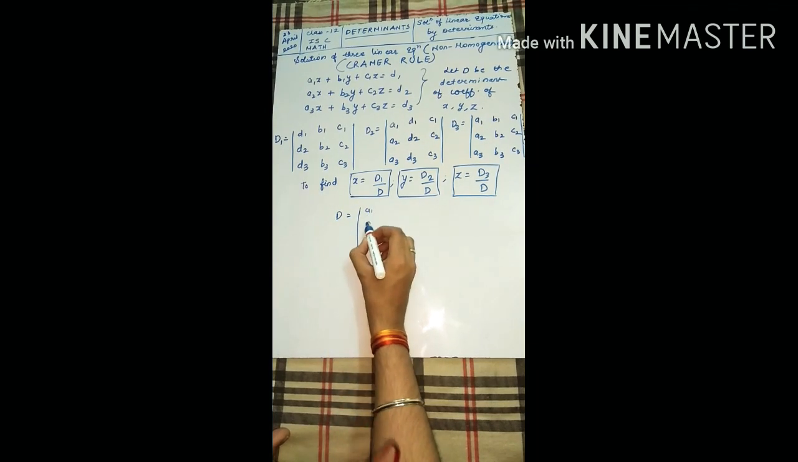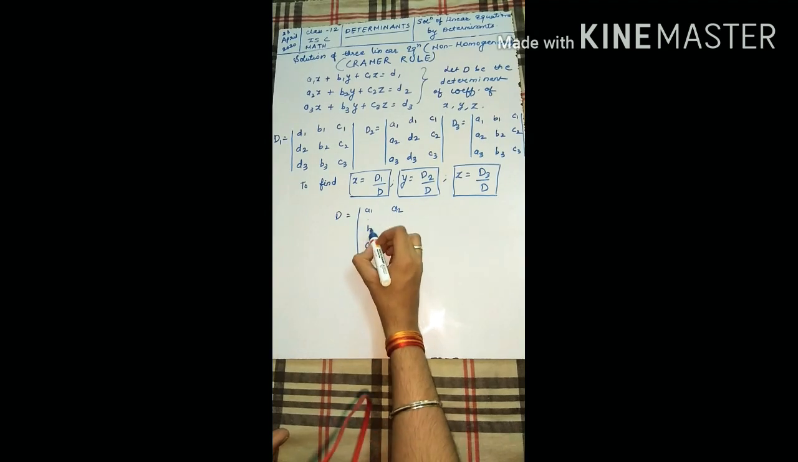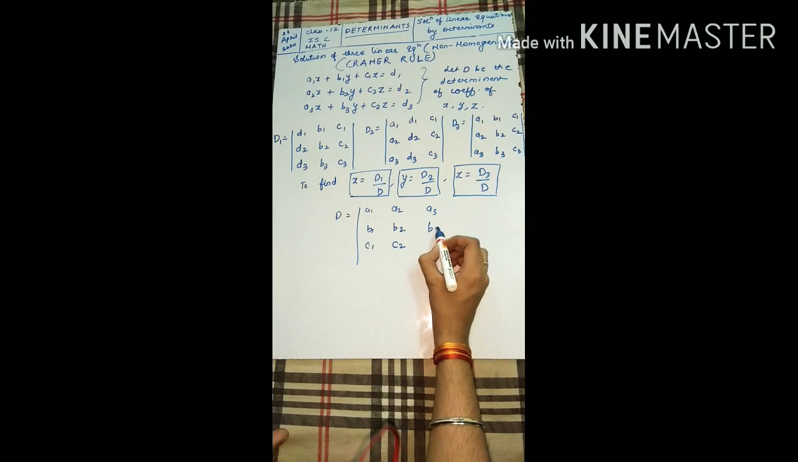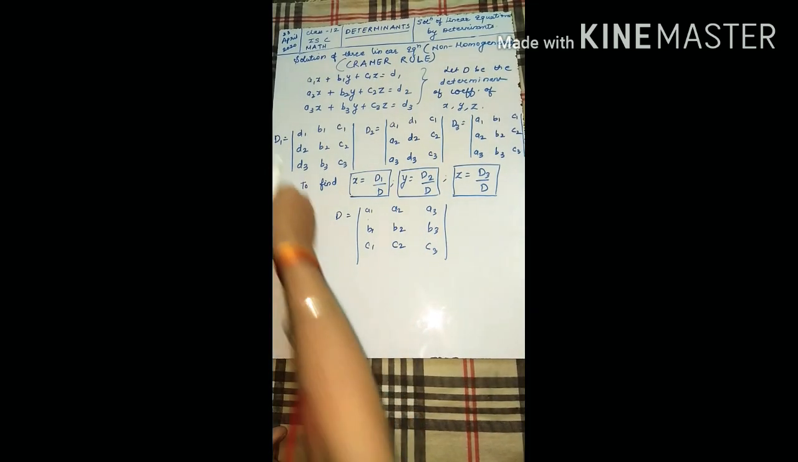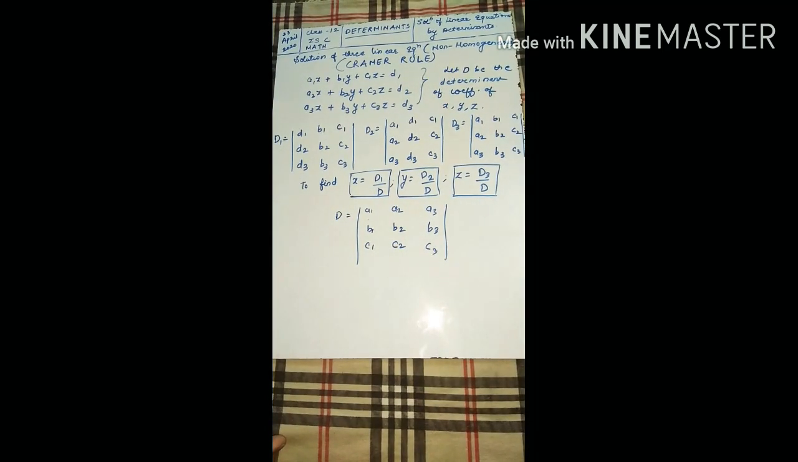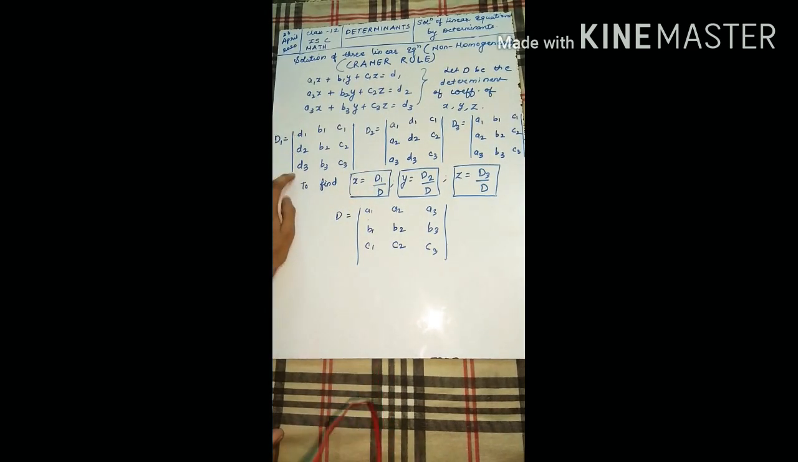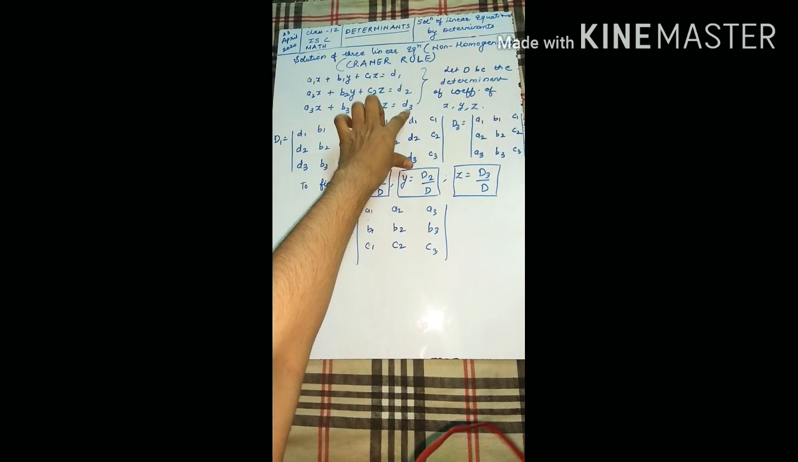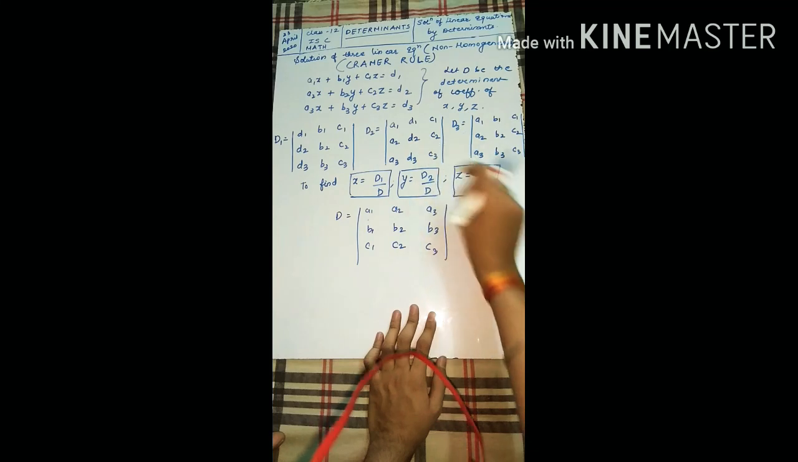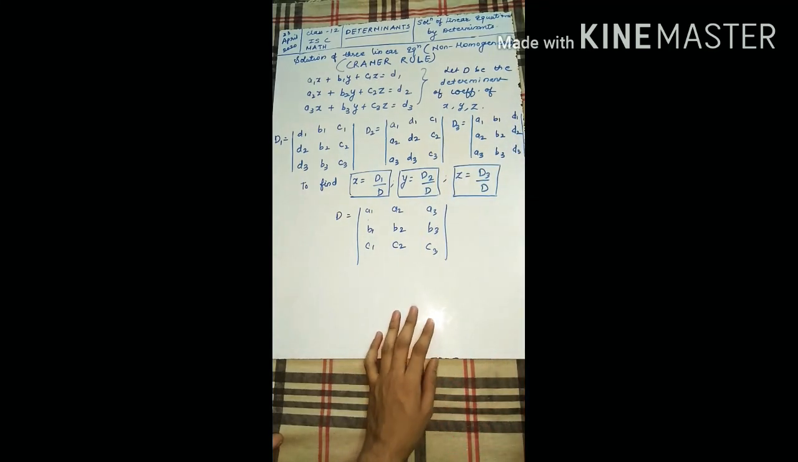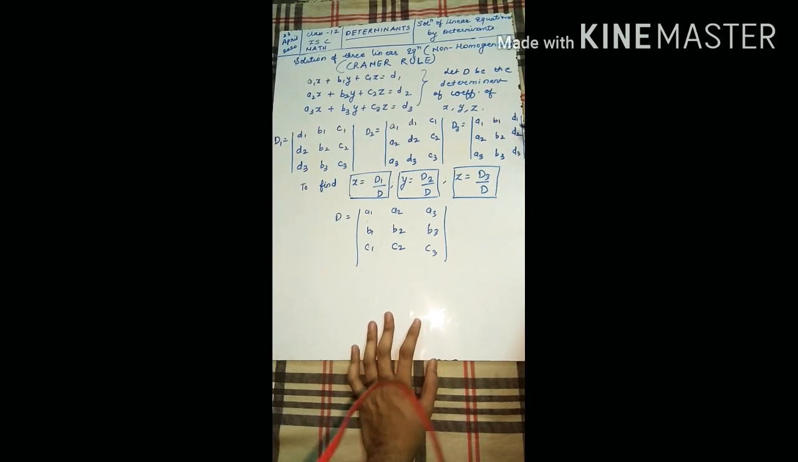D is a1, b1, c1, a2, b2, c2, a3, b3, c3. And d1, d2, d3 are the determinants obtained when a column is replaced by the constants d1, d2, d3. As you can see, for this d1 I have replaced the x coefficients by d1, d2, d3, while b1, b2, b3 and c1, c2, c3 are the same in their positions. Then for d2, I have written a1, a2, a3, and in place of the y coefficients I have written d1, d2, d3. In d3, in place of the z coefficients I have written d1, d2, d3.